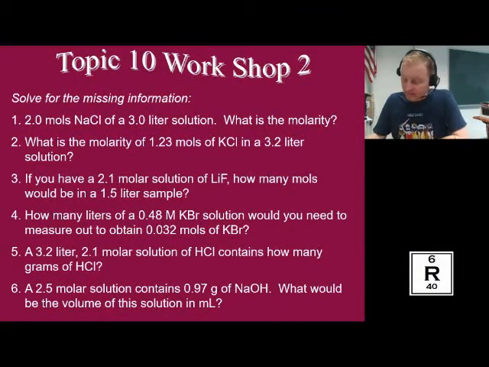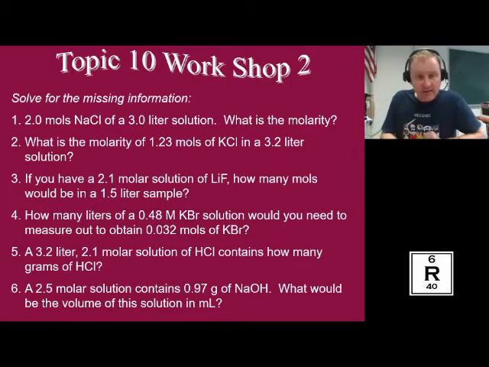Number 5, I've got liters and I got molarity, and I want to know how many grams of hydrogen chloride. So we're going to go back and we're going to have to use some molar mass situation here with the periodic table, because this is grams, not moles. We can do that though. So let's give it a shot.